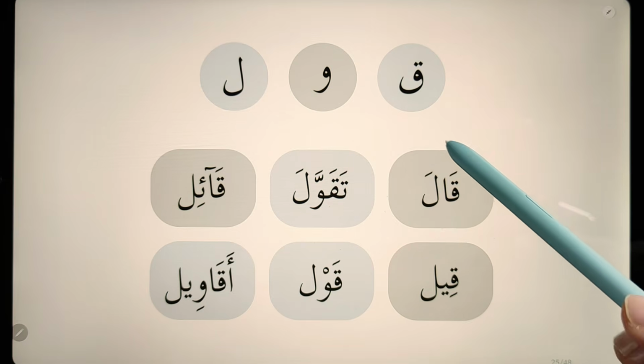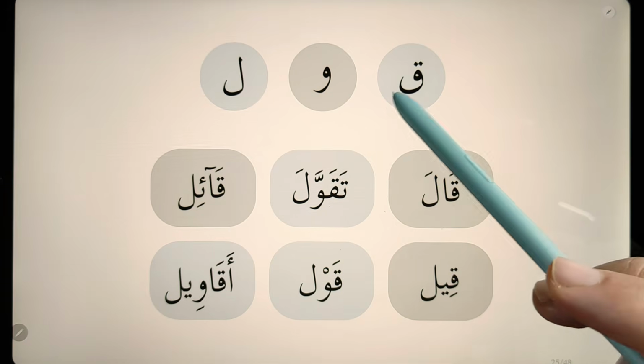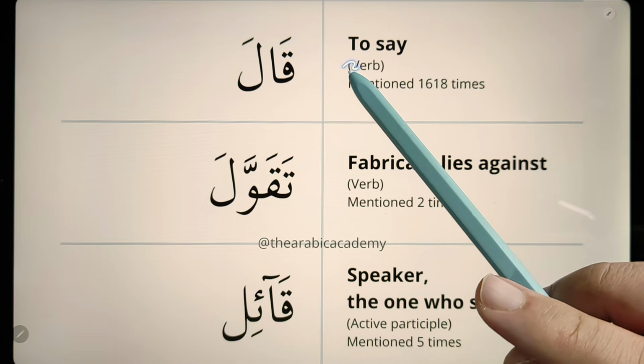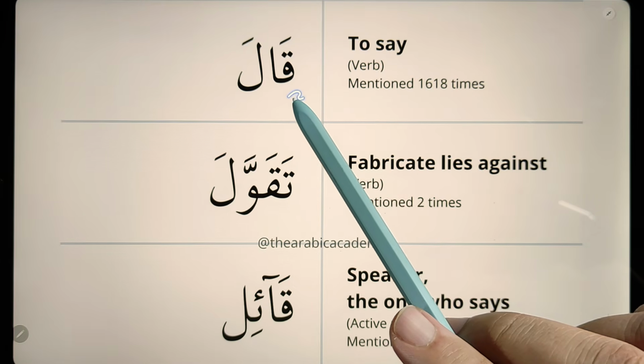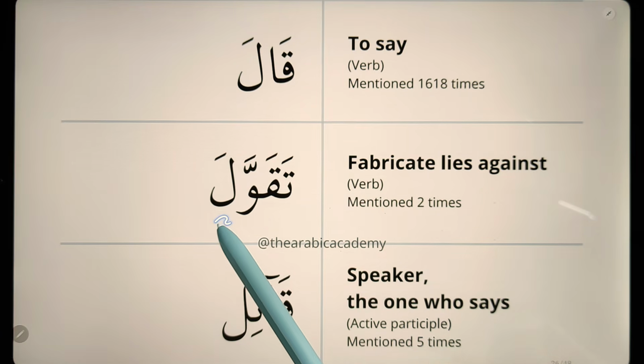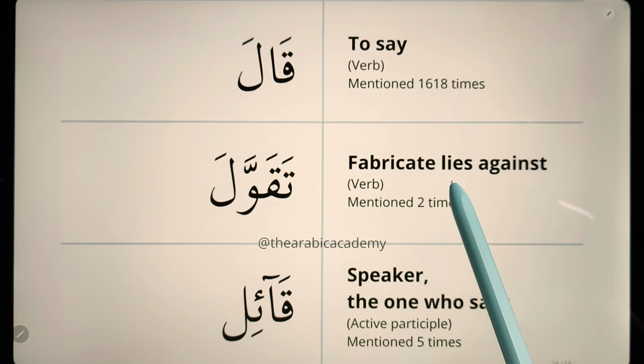For example, the past can be qal with an alif, and the present will be yaqul with a waw. Let's now go through the 6 different words. First word is qala, which means to say. Second word is taqawwala, which means to fabricate lies or to make something up.